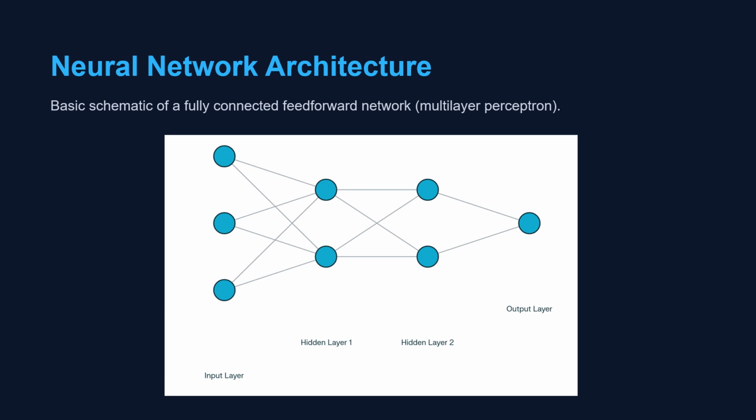Notice the lines connecting neurons? These are connections, each with a weight. Data flows left to right through forward propagation. This architecture is called a multi-layer perceptron (MLP), one of the most fundamental neural network types. This architecture has key components.